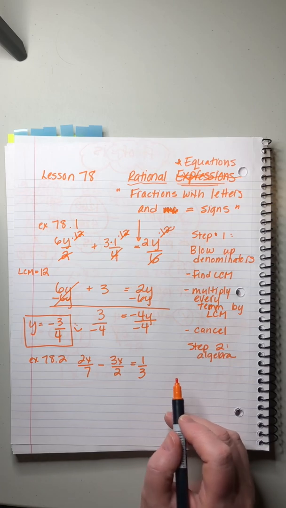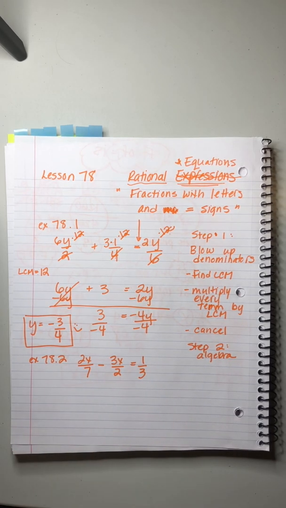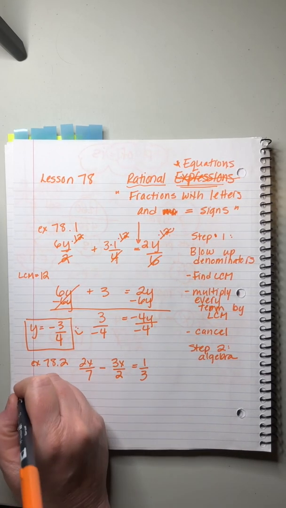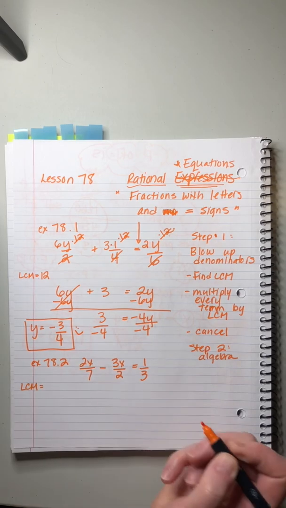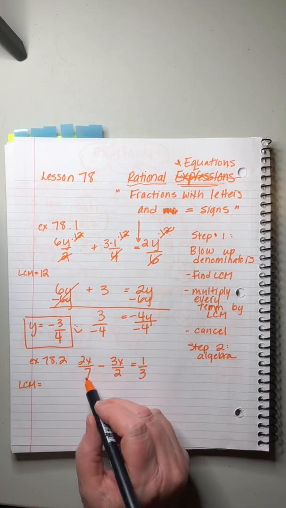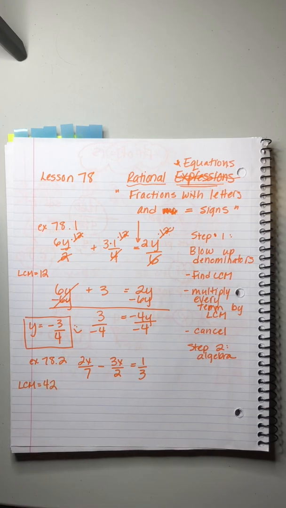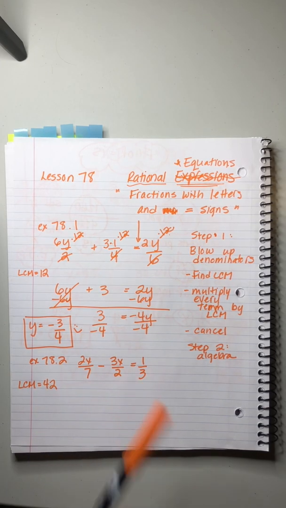Well, no, never mind. This one's easy enough, we can do it. 7, 2, and 3, none of those go into each other, so we know that to find our least common multiple, we're just going to have to multiply them all together, aren't we? It's going to be 7 times 6, it's going to be 42.